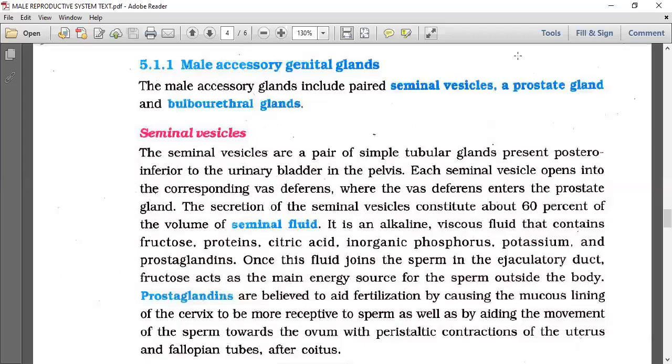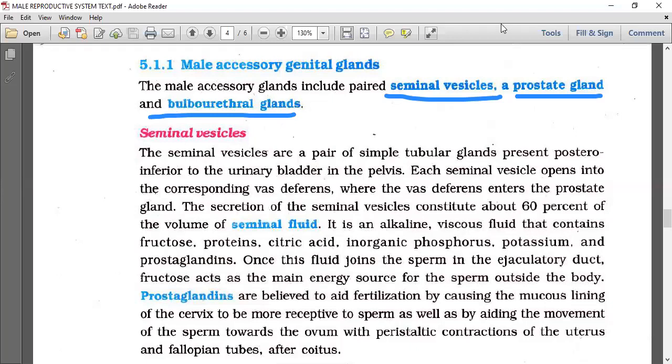Yes, let's talk about the male accessory genital glands. The male accessory glands include the paired seminal vesicles, the prostate gland, and the bulbourethral gland.